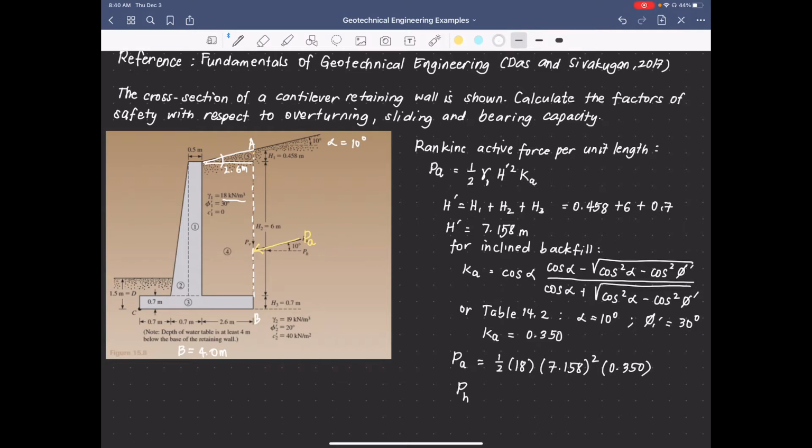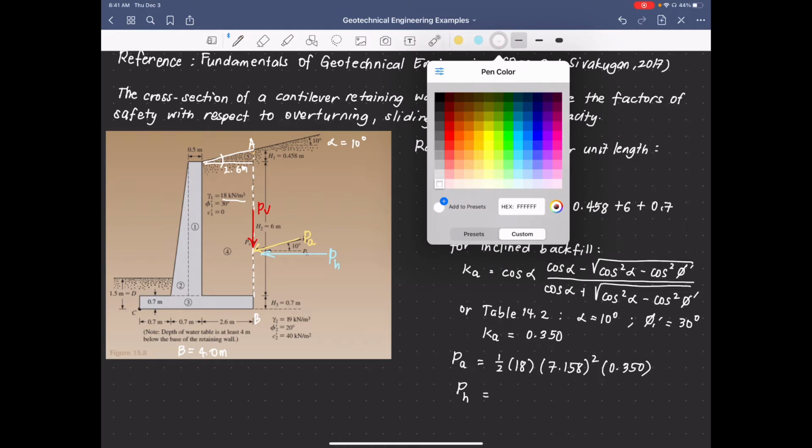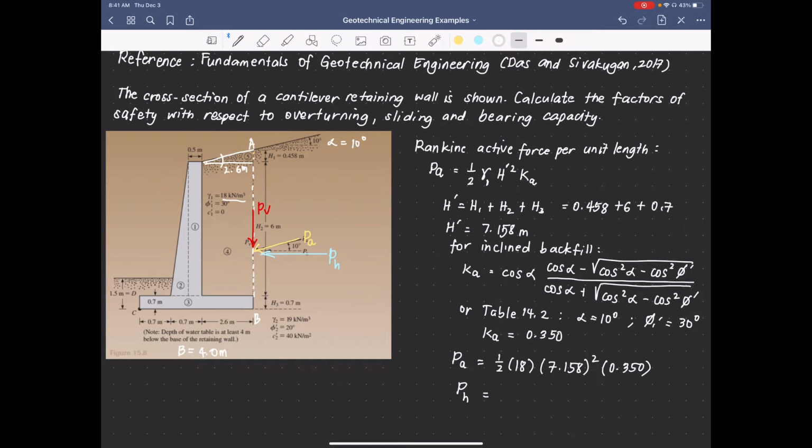All right, since we already have the active force, we can now solve for the components. P sub H is the horizontal component, and here we have P sub V. The horizontal component of the active pressure is P sub A multiplied by cosine 10 degrees.